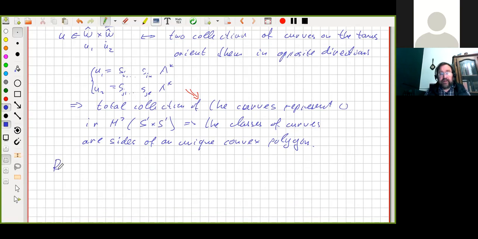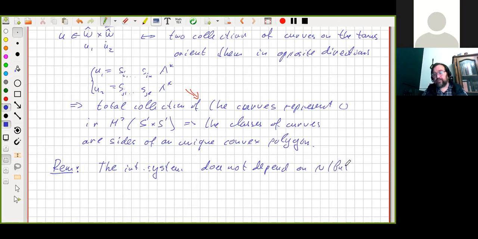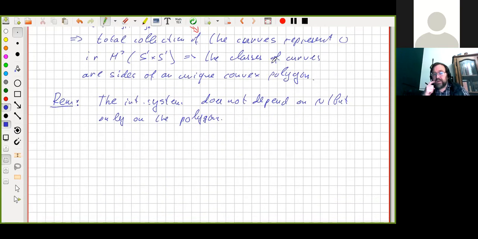One main important remark, which seems to me one of the main achievements of Goncharov and Kenyon, is that the integrable system does not depend on N, but only on the polygon. You can obtain the same point. Well, what's the polygon? You get some polygon. If you have a polygon, then actually N is the size, the vertical dimension, the height of this polygon.